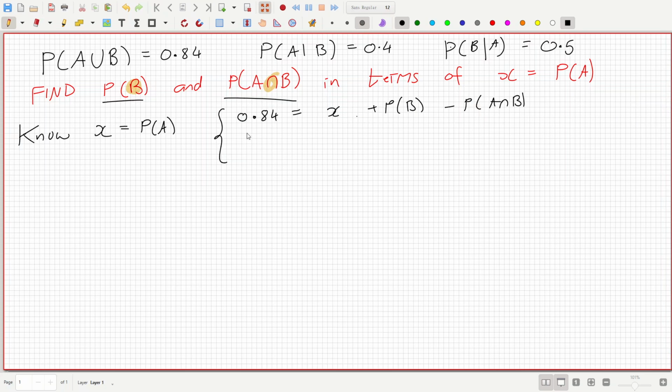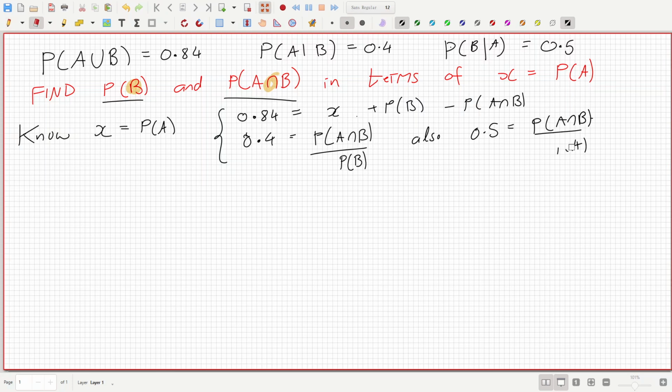Now what about this one here? That is probability A given B, 0.4. That's A and B, again that's good, over B, which is fine because we also want B as well. Also, this one here we can say is 0.5, and that's B and A, or A and B, it's the same, over A. And again, A, we can just call it X.